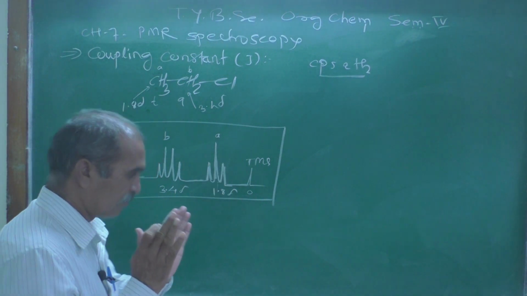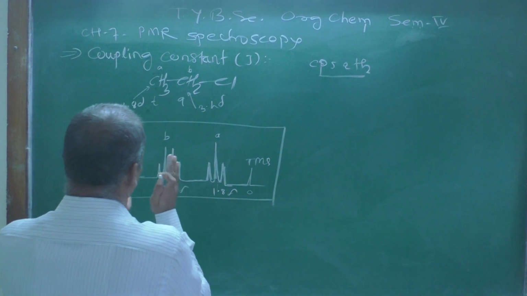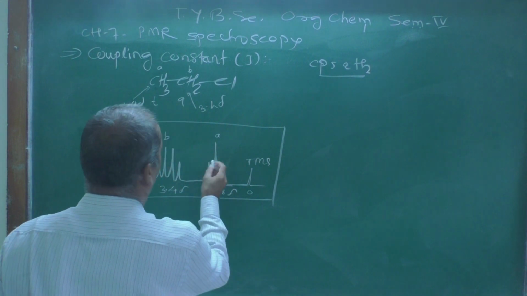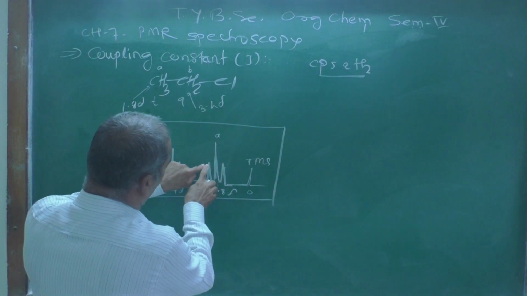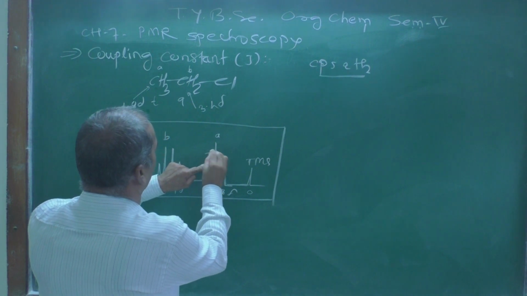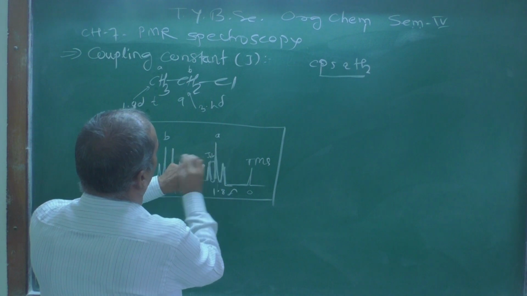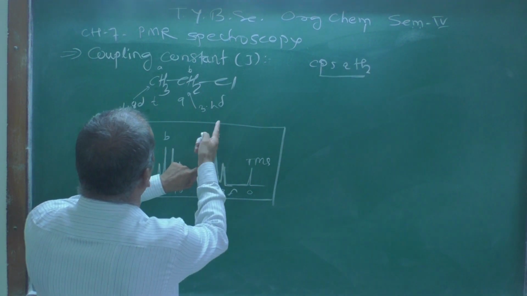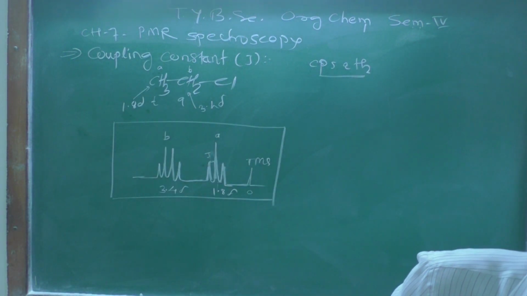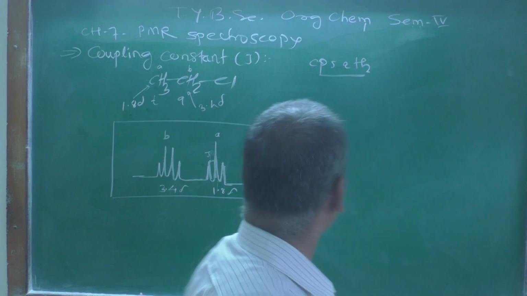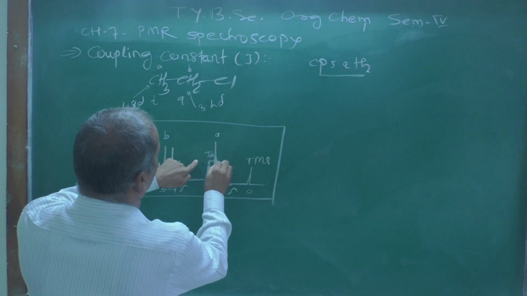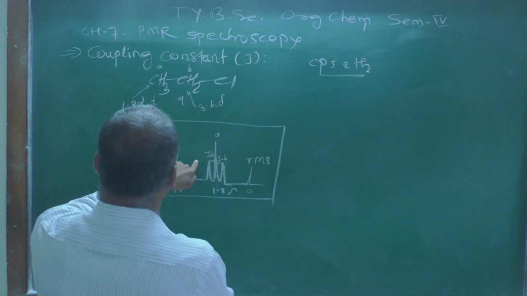Now, what does the coupling constant mean? The separation between the peaks within the multiplet is called the coupling constant, and this distance between this peak and this peak is generally represented by J. Here A is coupled with B, so J is equal to JAB here. Okay, JAB here also, these are the coupling constants.